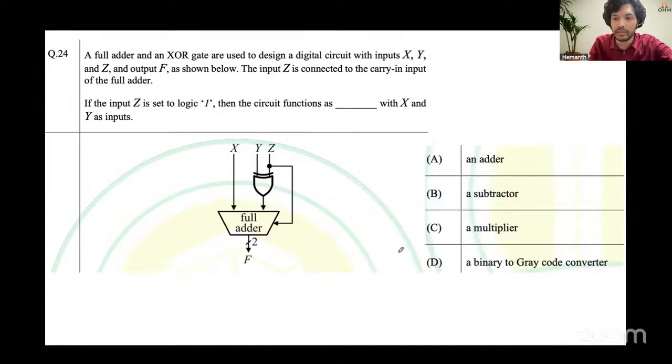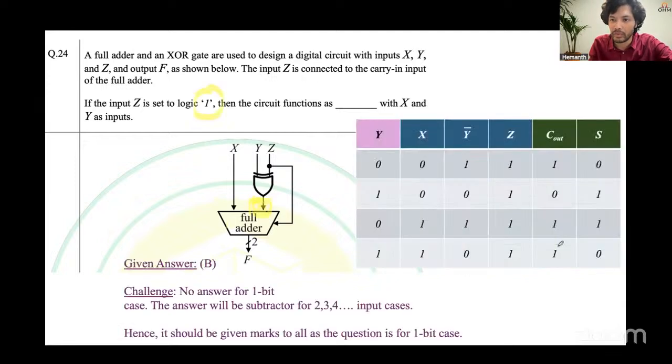There are 4 options here. I verified the other options also. If there is a possibility for other options, the answer does not match for either the adder, the multiplier, or the binary to gray code converter. In all these cases, the given data is failing. Whatever answers we have got, this truth table is not matching any of the given options, including the subtractor.